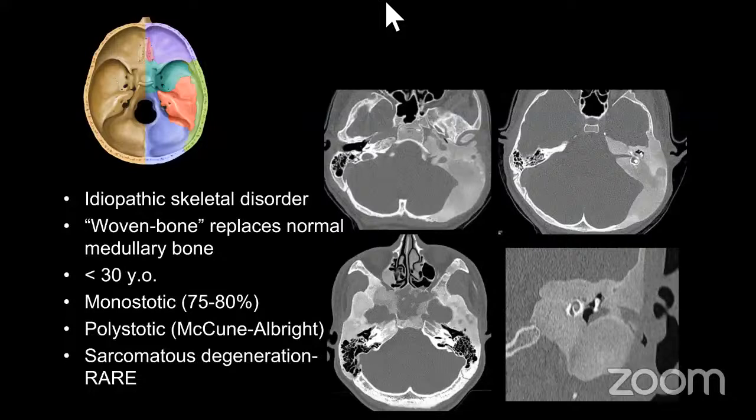Another thing that can confuse you is this. So if you look at the central skull base, and sometimes you'll have these patients with these weird symptoms, you'll see this type of appearance. You'll sort of see the cystic sclerotic appearance involving the central skull base.